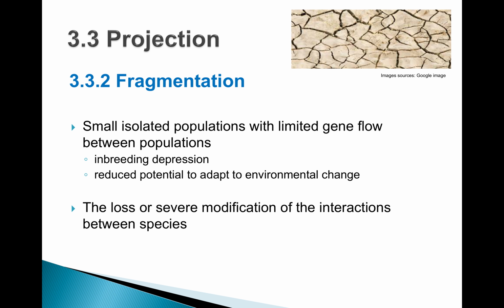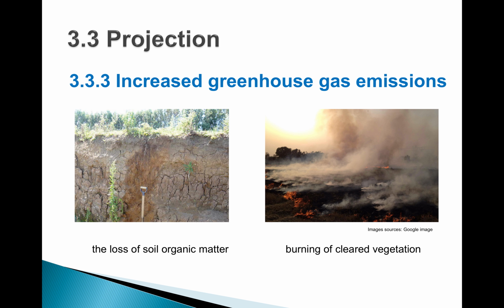The third one, increased greenhouse gas emissions. Clearing of native vegetation can result in emissions of greenhouse gases, both from burning of cleared vegetation and from the loss of soil organic matter. Agricultural practices after clearing may further contribute to greenhouse gas emissions.